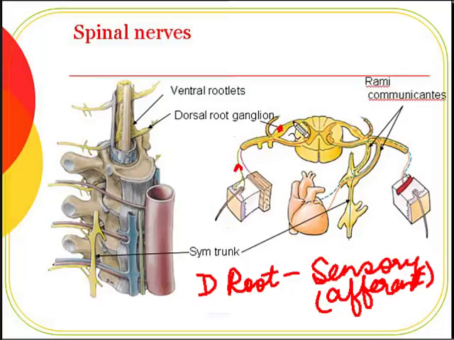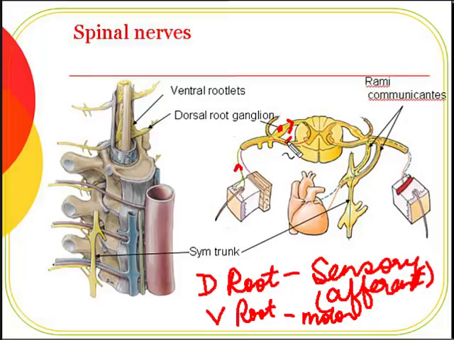So the dorsal root carries sensory fibers which go into the spinal cord. The ventral root carries motor fibers, so it is motor, and the fibers here come out of the spinal cord and they go to supply muscle. So this is the direction of fibers.